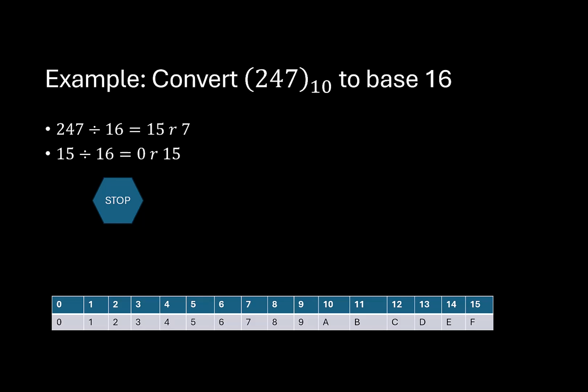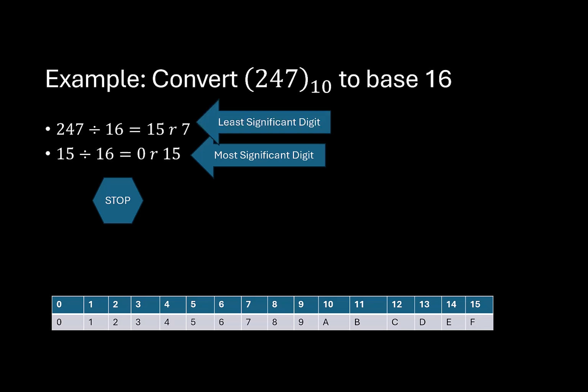When we write this number, it's important to look back at how we express our digits. The number 15 corresponds to the letter F when we look at hexadecimal. Our most significant digit will be written as F, not as 15. Our least significant digit is 7. We write our answer as F7 with the subscript of 16 to show we're in hexadecimal.